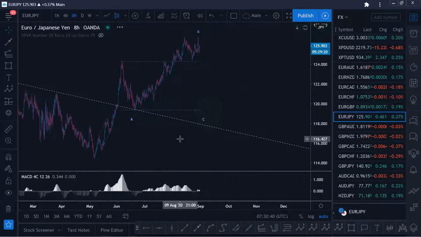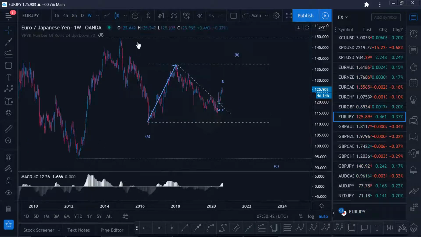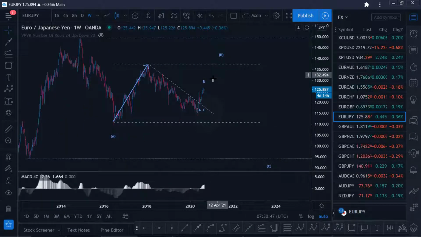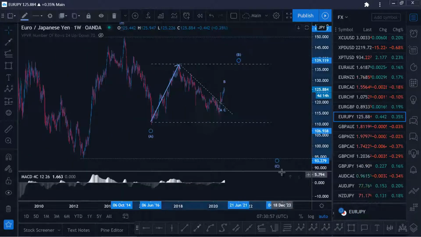Euro yen, I still really like this trade. Zooming out, you see it's a much cleaner structure. We have this impulse up, impulse down, impulse up. I suspect all of this is your B wave. And now we are breaking up towards this B before continuation to the downside of this wave.